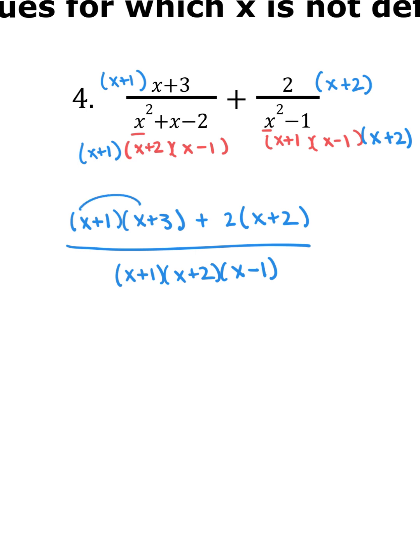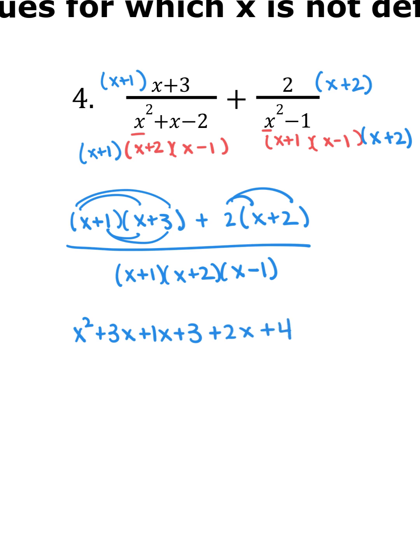So we're going to go ahead and double distribute this out. That's going to get me an x squared, a positive 3x, a positive 1x, and a positive 3. And then we're going to distribute the 2 out. So I'm going to get plus 2x plus 4. And that's all still over my common denominator, x plus 1, x plus 2, x minus 1.